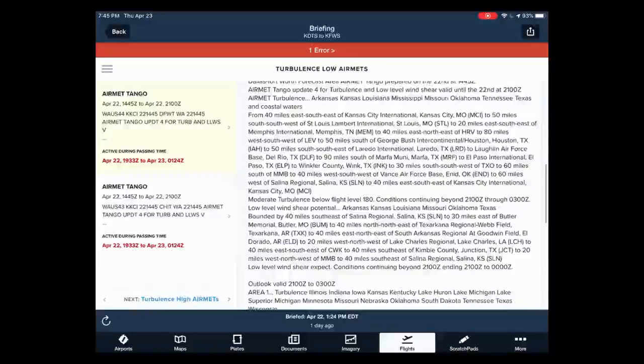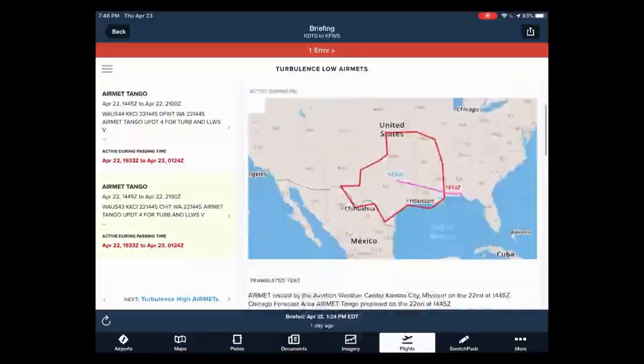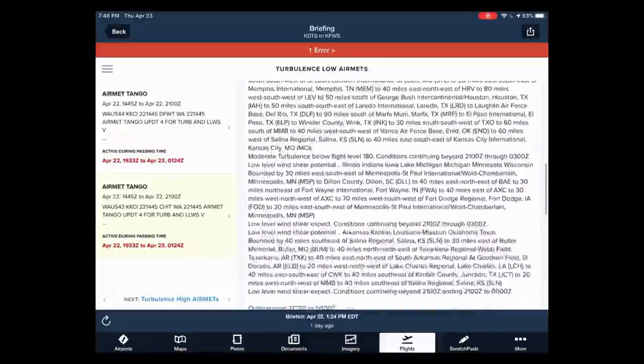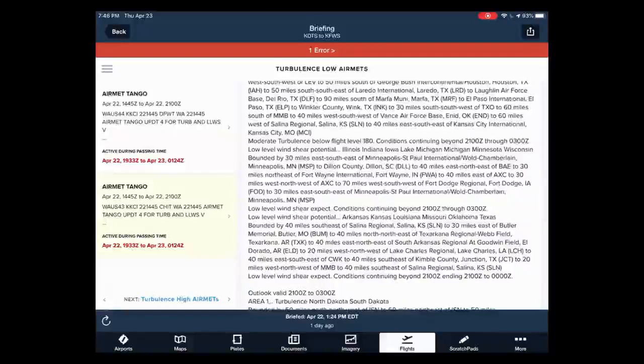Well, Tangos, of course, call for at least moderate turbulence below flight level 180 with conditions, again, continuing beyond the period, moving through to 0300 Zulu. Plus, you can also see that there's a separate advisory for low-level wind shear potential in conjunction. Specifically, I believe that's this one, if I recall from what I recalled before. Yeah, same time frame, beyond 2100 Zulu, moving through 0300 Zulu.